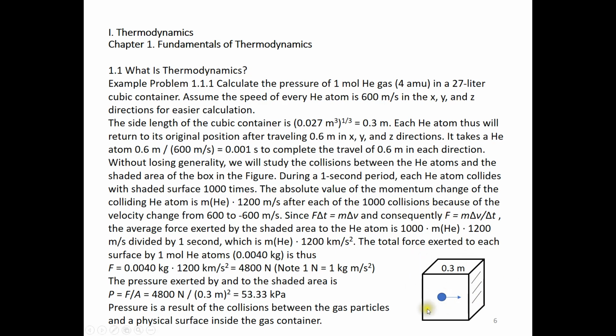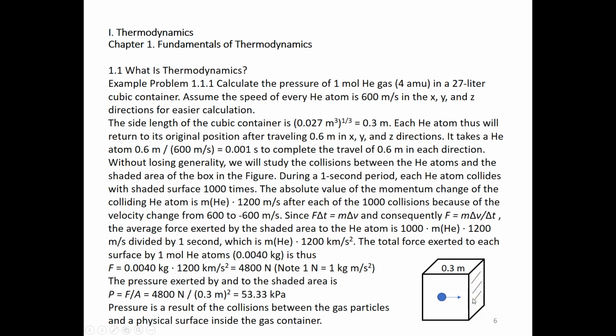Now first, we'll calculate the time period for each collision. This particle moves at 600 meters per second in this direction, and the side length is 0.3 meters. This particle will have to travel 0.6 meters to get back to the original position. So that means it takes 1 millisecond for this particle to complete one cycle of collision. During 1 millisecond, there's one collision between this particle and this shaded area. So during a 1 second period, this helium atom may collide with this shaded surface area 1,000 times.